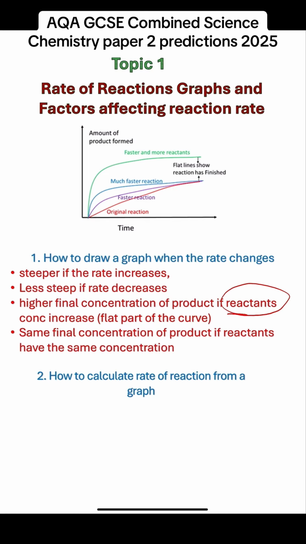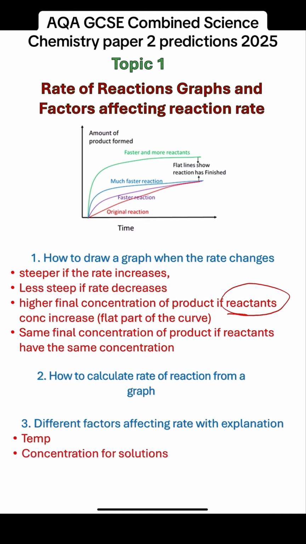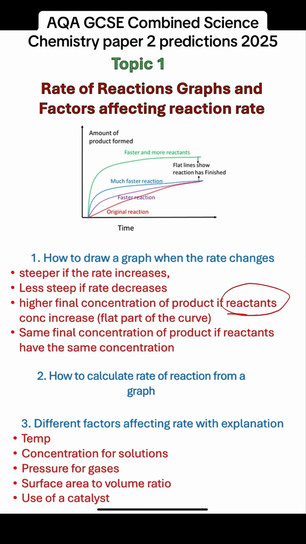They will either ask you to calculate the average or the mean rate for the reaction, or they could give you the tangent at a certain point and ask you to calculate the rate at that specific time or at that specific point. The different factors affecting the rate, with explanation: temperature, an increase in temperature increases the rate; concentration of the solution will increase the rate; the pressure, only in case of gases; the surface area to volume ratio; and also the use of the catalyst.